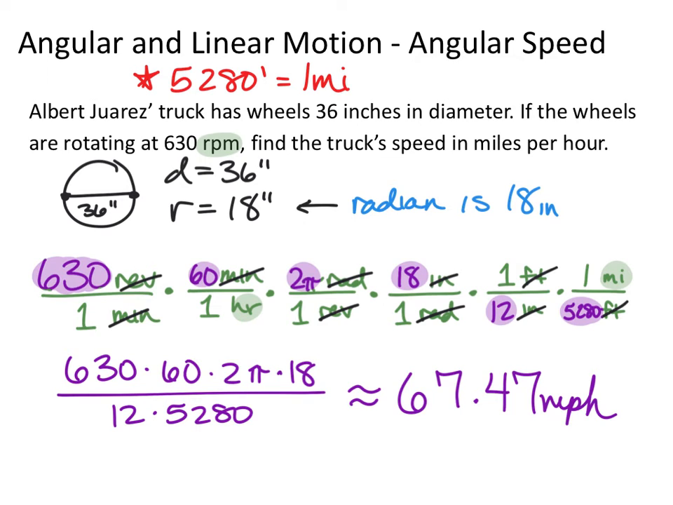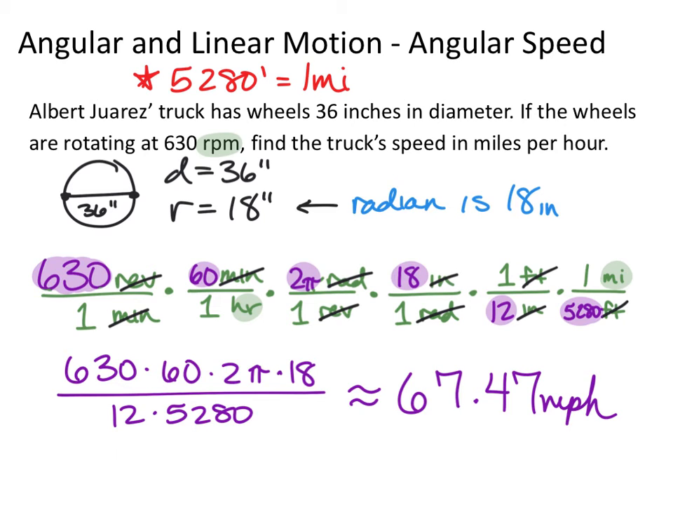So a couple things we needed to know, just because I know you're going to need this. There's 5,280 feet in 1 mile. Just a conversion factor we're going to need. We also know that this guy's truck is 36 inches in diameter. Now, if 36 inches is my diameter, that means my radius is half of that, so 18 inches. Which means that for this particular circle, a radian, which is related to the radius, is 18 inches. So 1 radian, 18 inches.